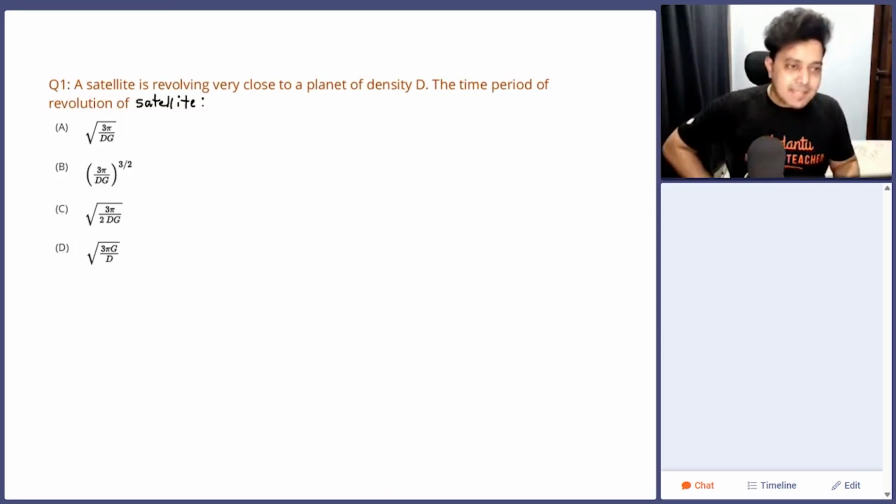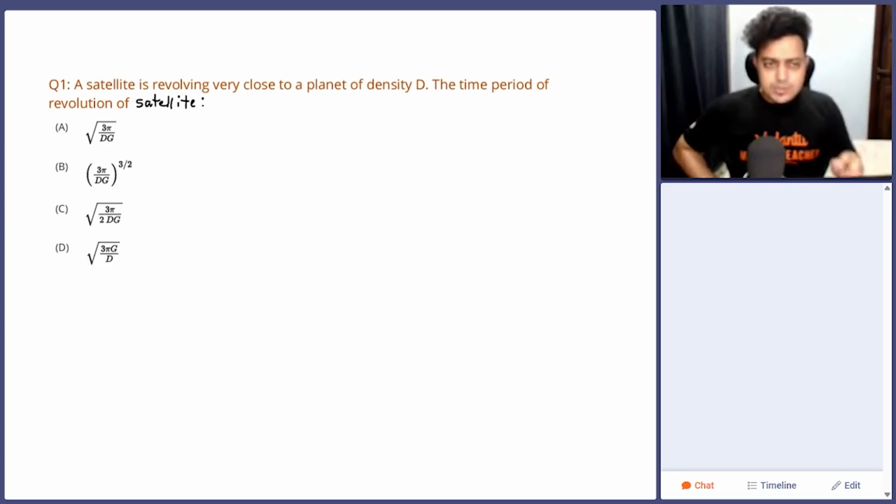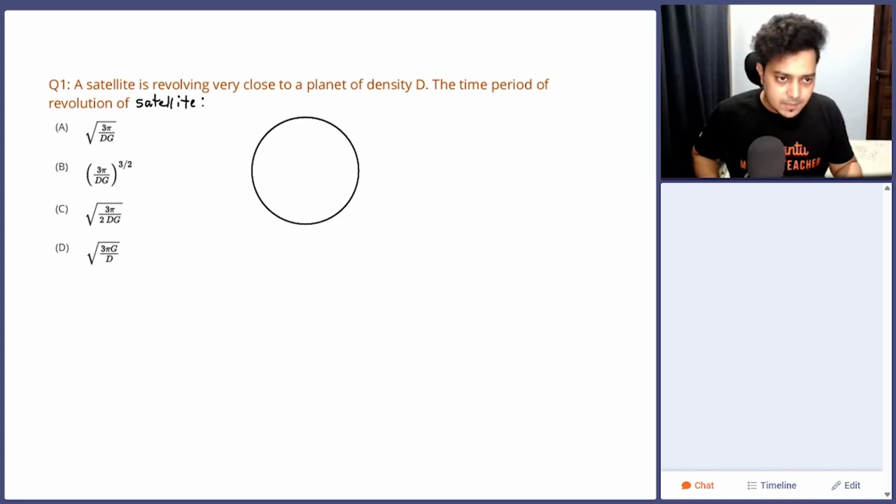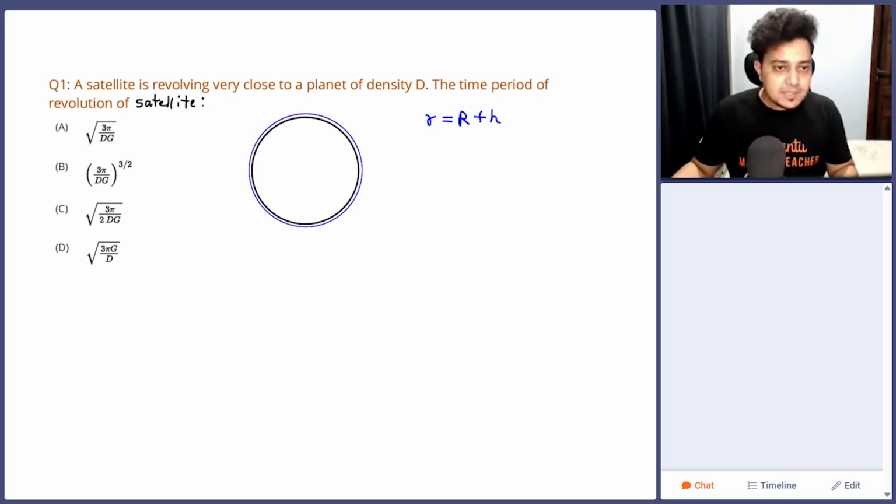First question. A satellite is revolving very close to a planet of density d. Time period of revolution of satellite is, okay, time period of revolution of satellite is. So if let's say this is the planet and satellite is revolving very close to planet, so it will appear like this. So what can we say about the orbital radius? Orbital radius r is actually Earth radius or planet radius plus height above the surface. But since it is very close, we can say this is approximately equal to r. H can be ignored. So we can recreate the formula for time period of the satellite, which is 2 pi under root of r cube by gm.